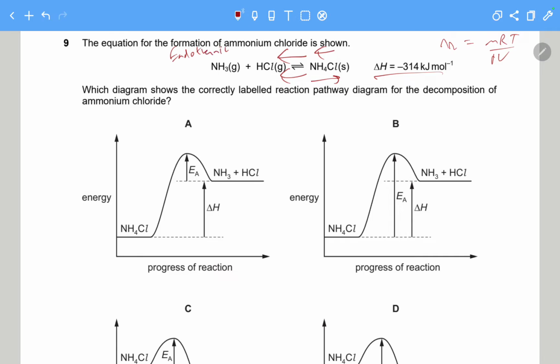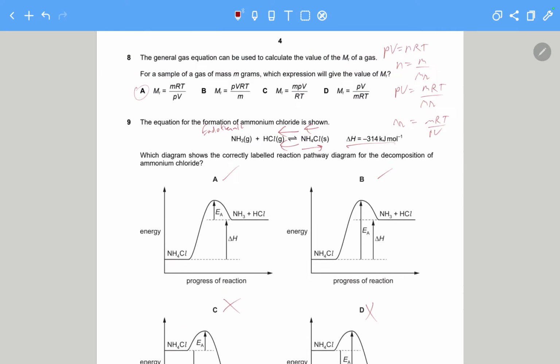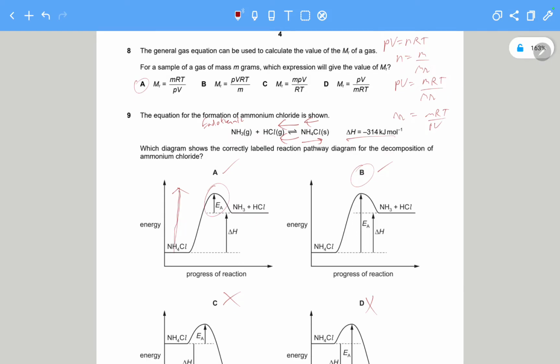So we need to look at the reaction pathway which is endothermic. That narrows our options down to A and B, because if you see C and D, these are only for exothermic reactions. So C and D cannot be the correct answers. And then the activation energy, option B will be the correct answer, because activation energy is always from the starting material, the reactants, to the transition state. So it will always be from the reactants to transition state. This is not the activation energy, this is the activation energy. And hence the correct answer will be B.